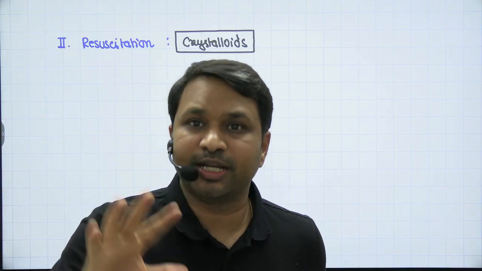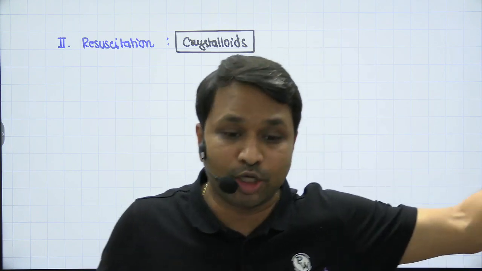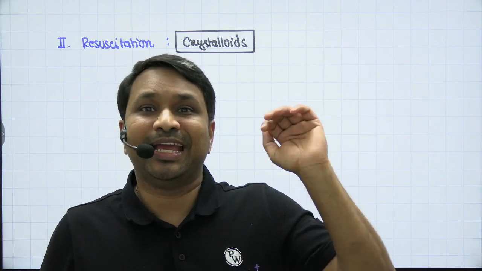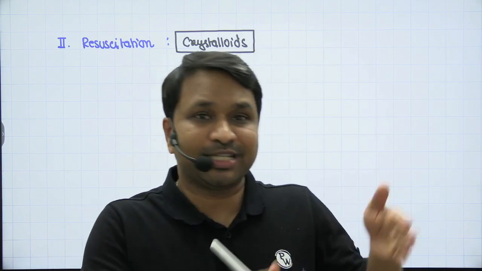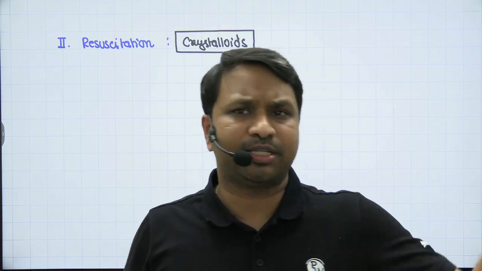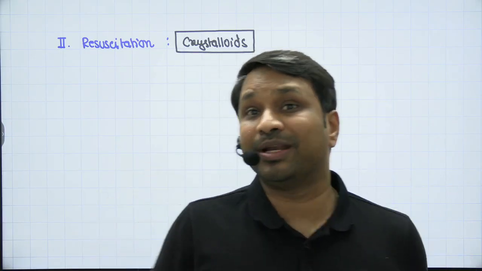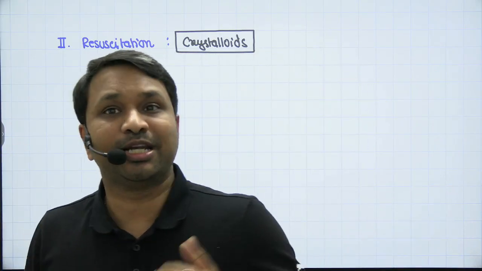Whenever the oxygen delivery to the cell is decreasing or less, the aerobic respiration in the cell will convert into anaerobic respiration. The end product of aerobic respiration is carbon dioxide and water, which is easily absorbed and excreted out of the body. Water is retained, carbon dioxide is exhaled, no problem at all. But when you talk about the end product of anaerobic respiration, it is lactic acid.